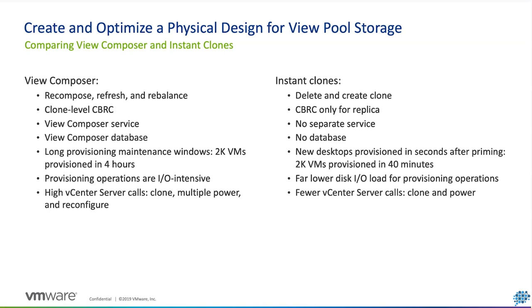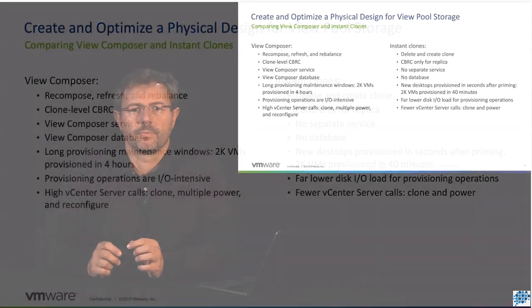Here we have a slide where we can compare linked clones and instant clones. Like I said, linked clones are using the View Composer, and we have a couple of operations there: recompose, refresh, rebalance. On the instant clone side, it's just called create or delete. We can use the CBRC or the View Storage Accelerator for both of them. But the main big advantage of our instant clones is simply that we do not have the View Composer and the Composer database.